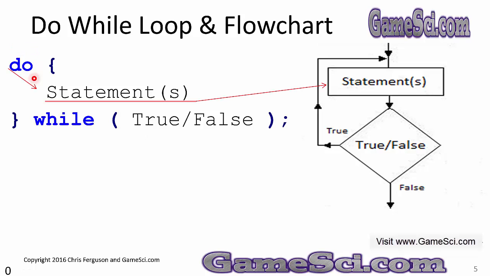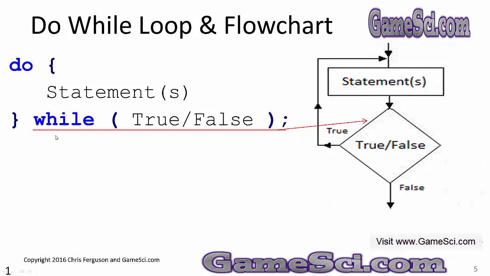When it hits the do statement, it will execute this block of code at least once. And that's what the flowchart is telling you. As I enter this loop, I have to execute this block of statements. You do not get a choice. The block of statements executes at least 1 time. After you execute the block of statements, then you evaluate the true-false condition. And that's what this is showing.